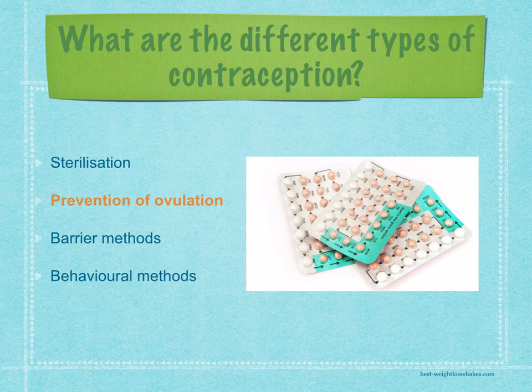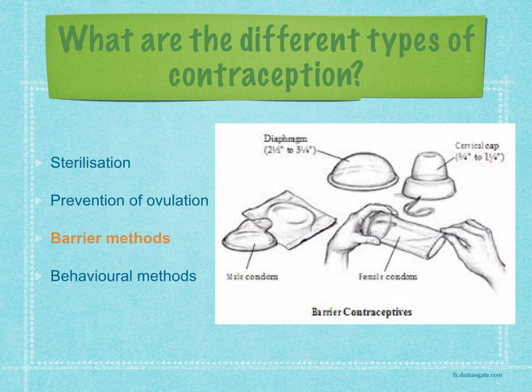Prevention of ovulation forms the basis of the contraceptive pill. This is when the secondary oocyte is not released from the ovary. We'll look at that in a moment. You've got the barrier methods. These are any physical or chemical barriers that prevent the male and female gametes meeting. So this includes condoms, diaphragms, and spermicides.